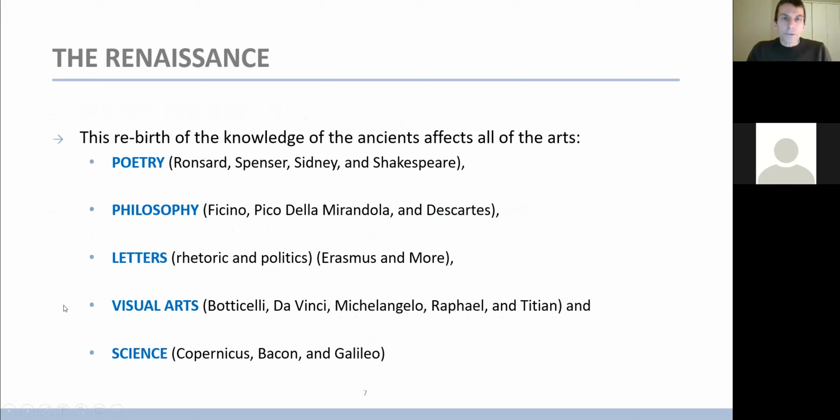So this rebirth of classical thinking affects all areas. So poetry, and I won't go through all the names here, but a lot of the big names that I mentioned earlier, philosophy. A lot of these authors, Ficino, Descartes, are direct products of an exposure to these classical authors, either new texts of these authors, like Ficino did a lot of work to uncover and translate a lot of the works of Plato and provide commentaries on the works of Plato that had kind of fallen into obscurity. Letters, broadly speaking, so rhetoric and politics. A couple of examples of authors there, Erasmus, Thomas More. The visual arts, again inspired by classical works and classical predecessors. And of course, science, okay, so Copernicus, Bacon, Galileo.